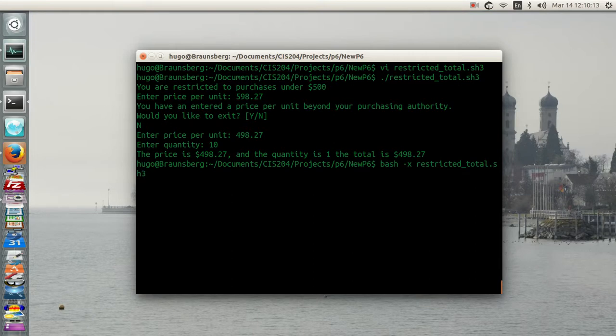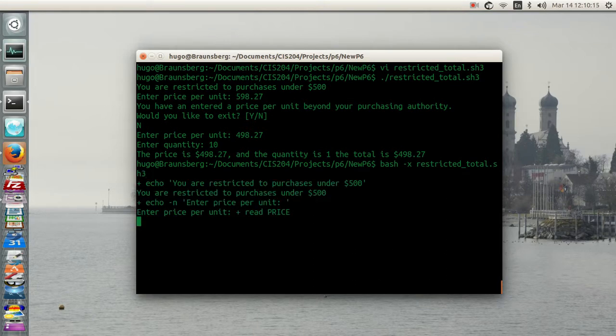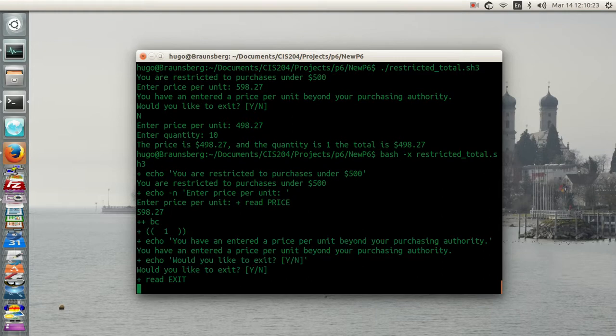Would you believe? You're restricted to purchases under 400. I'm going to read the price, $598.27. I get a 1, which means follow that while loop. So you've entered a price per unit beyond your purchasing authority.